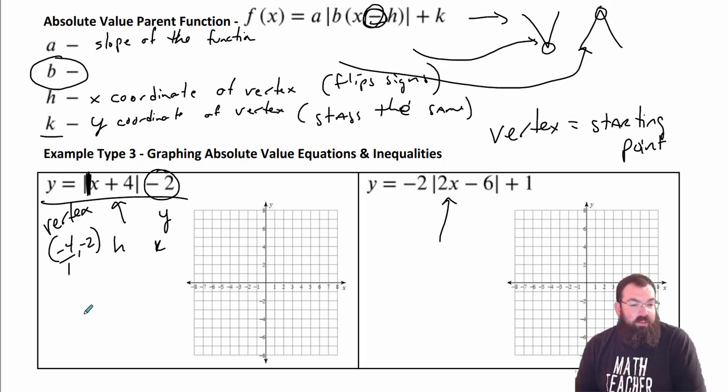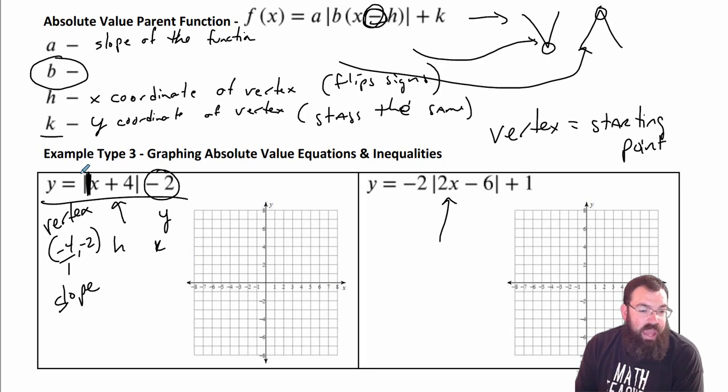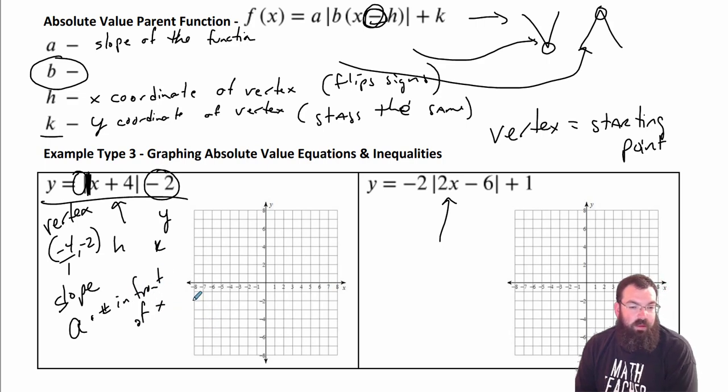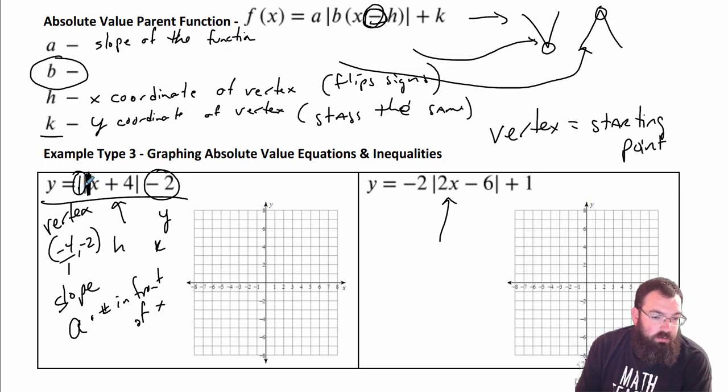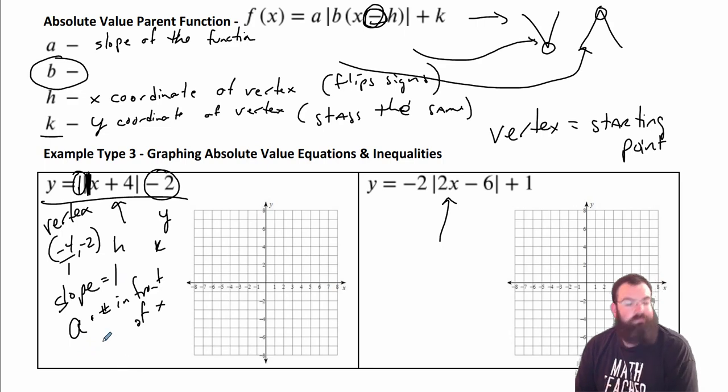All right. The next thing we need is our slope. Our slope is the A value times the number in front of X. Okay. So this is a 1 times a 1. So our slope is equal to 1. Pretty simple, pretty self-explanatory. So vertex, negative 4, negative 2. So negative 4, negative 2, right there.